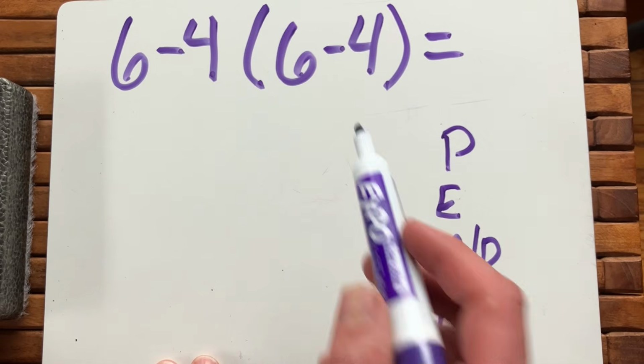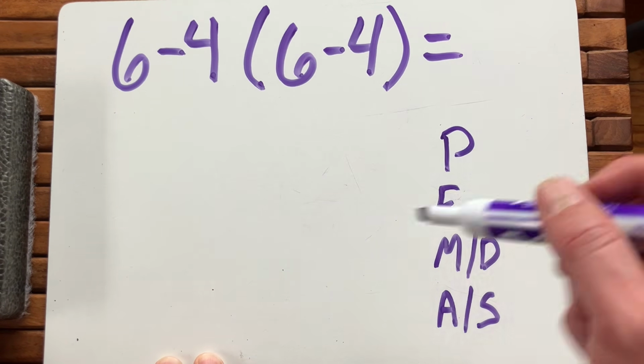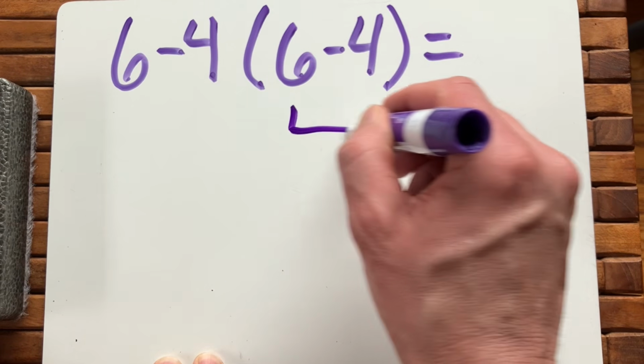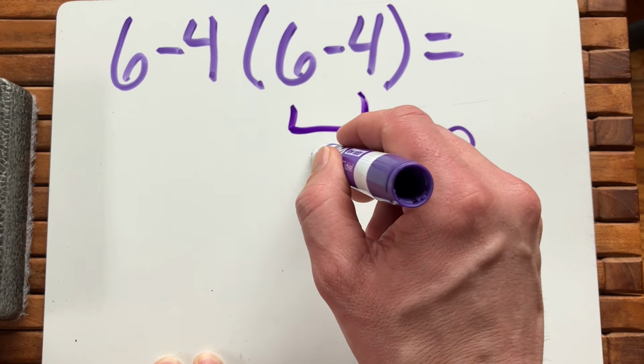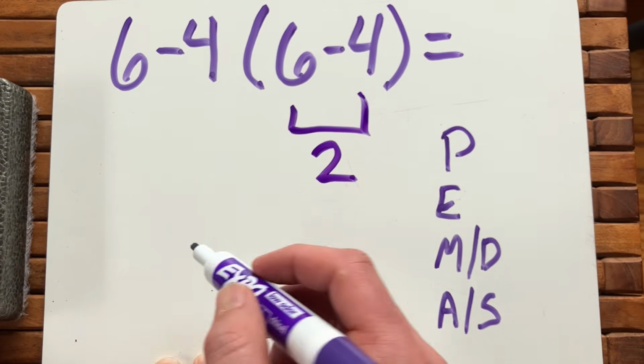So in this problem, the first order of operation, or the priority, is the parentheses. So we go here to 6 minus 4, and we get 2. We'll bring the rest of the problem down.